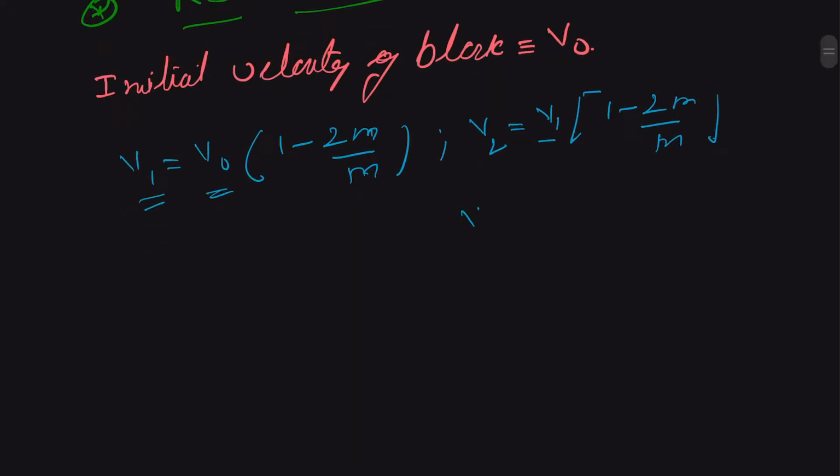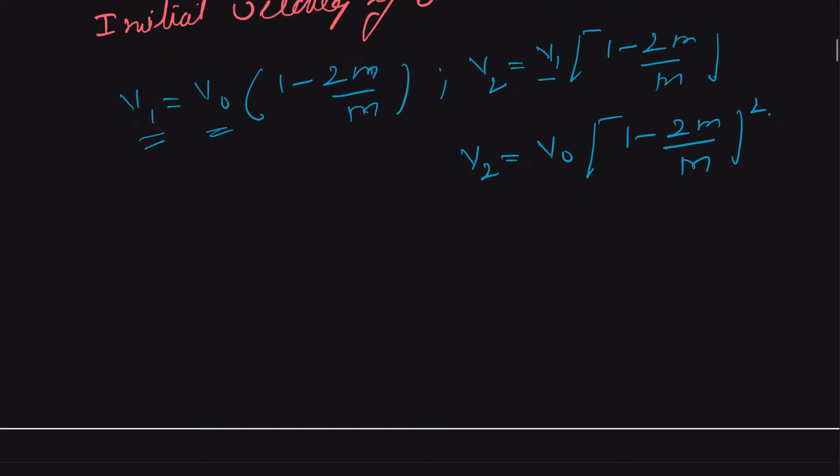Therefore from here we can write that v2 will be equal to v naught times (1 minus twice m upon capital M) raised to the power square. Therefore for the nth collision we can write that v of n is equal to v naught times (1 minus twice m upon capital M) whole raised to the power n. This is the equation for our recurrence.